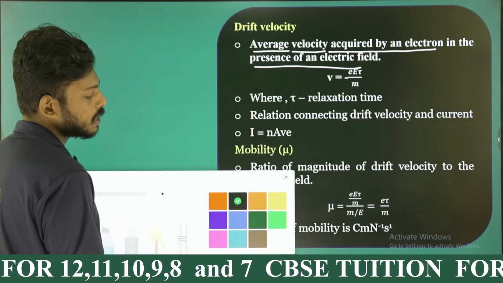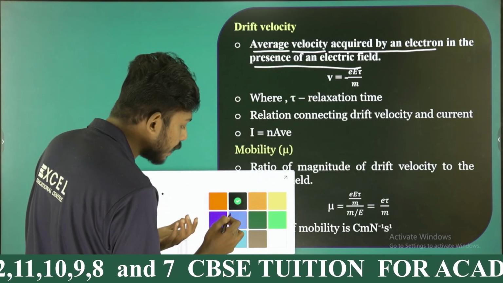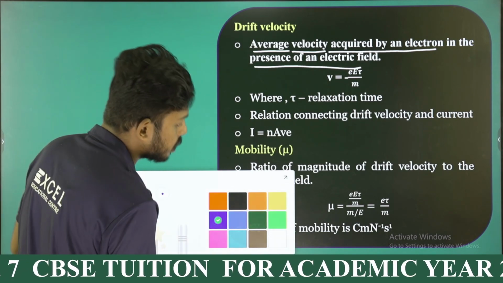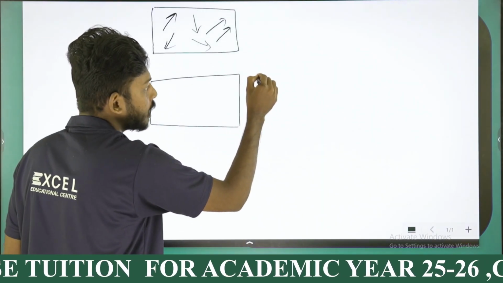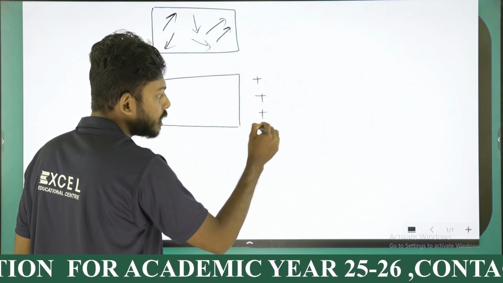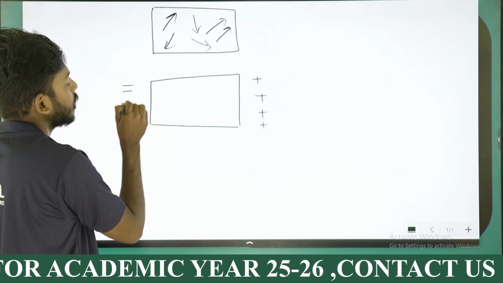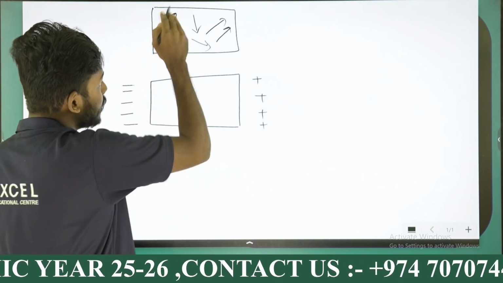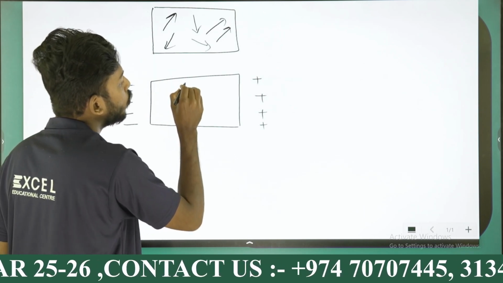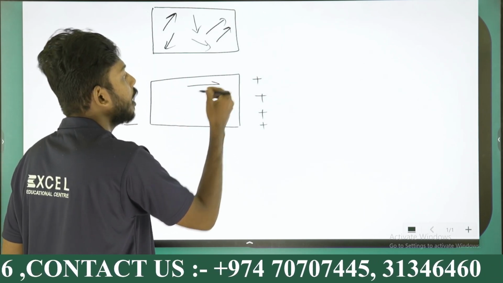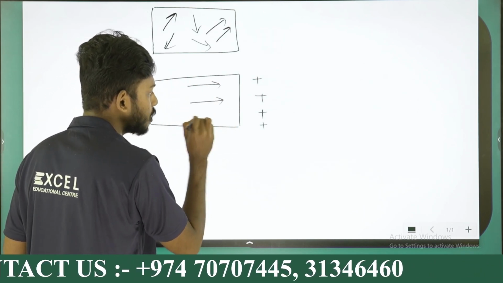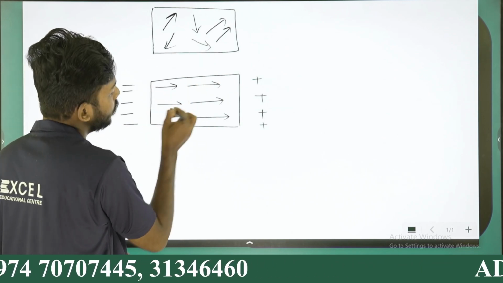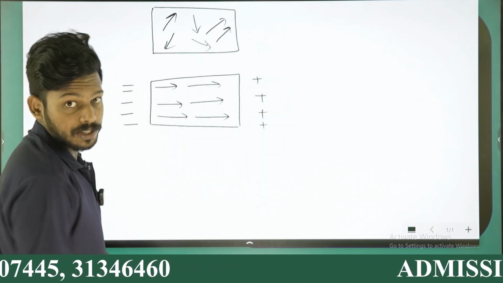This conductor is going to be placed in an external electric field. What if it is placed in an external electric field? These positives and negatives are the external electric field that we have placed over here. So what will happen? These electrons will move in a steady way. Because the charge of an electron is always negative, they will be directed towards the positive charge. So that's it.